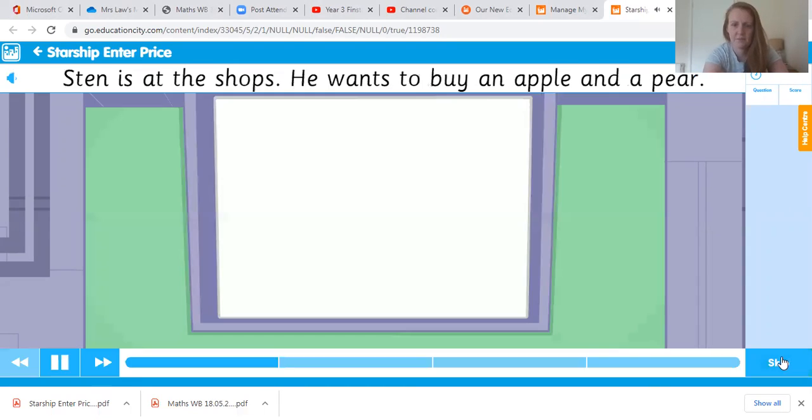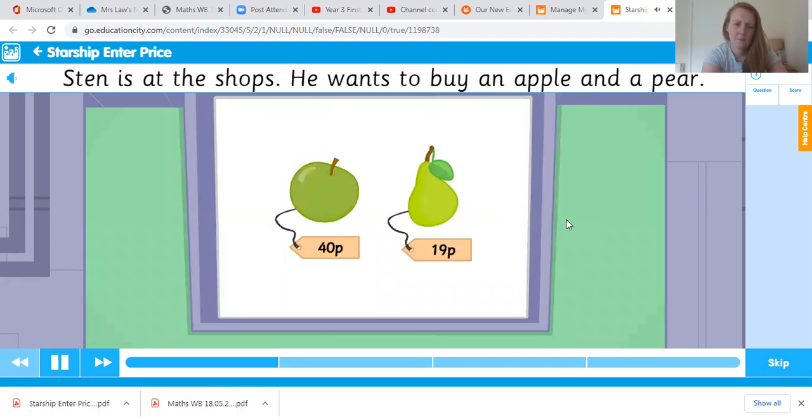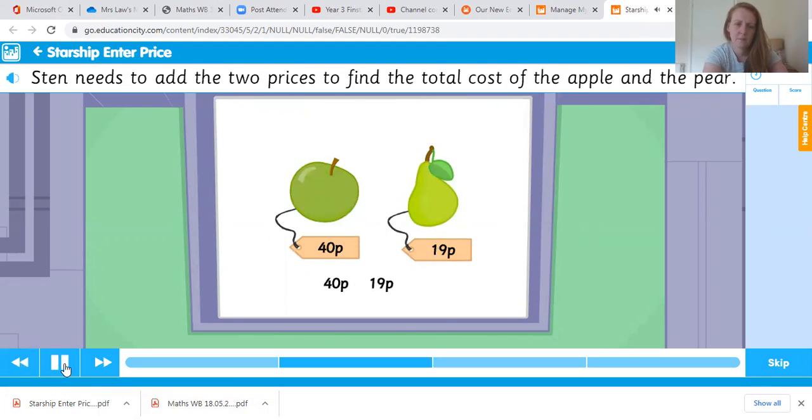Let's press start. Sten is at the shops. He wants to buy an apple and a pear. Sten needs to add the two prices to find the total cost of the apple and the pear.